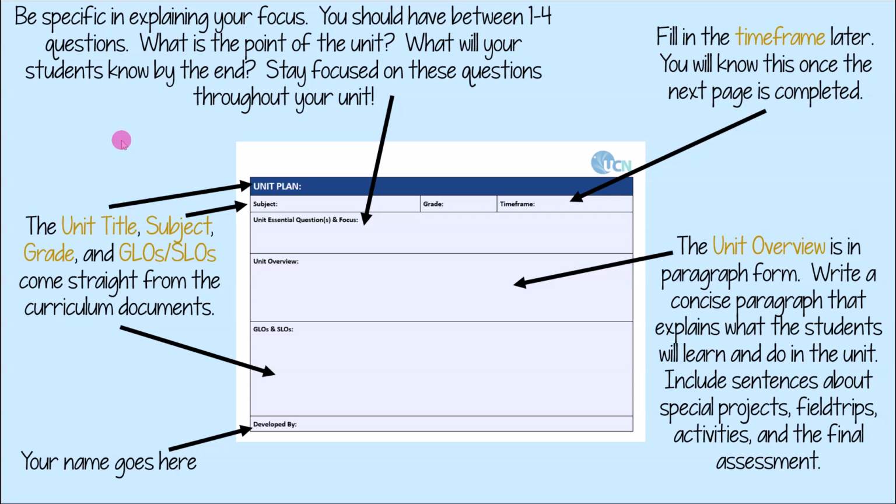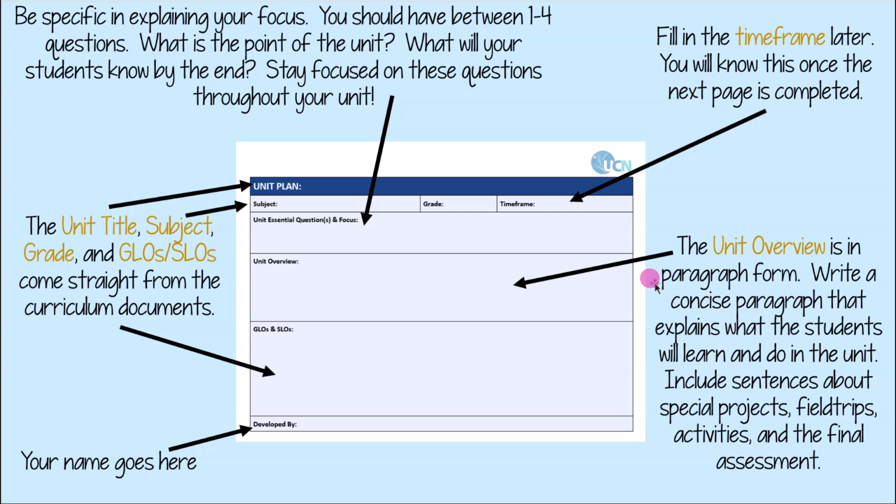The other thing is, again, think of your purpose. What is the point of this unit? What are your students going to know by the end? So this is written in paragraph form, and it's very brief. Okay, so generally speaking, this is the whole point of this. By the end of this, my students will know X, Y, Z. Sometimes I like to do this one in bullet points. I find sometimes I'm more focused that way. That's up to you.